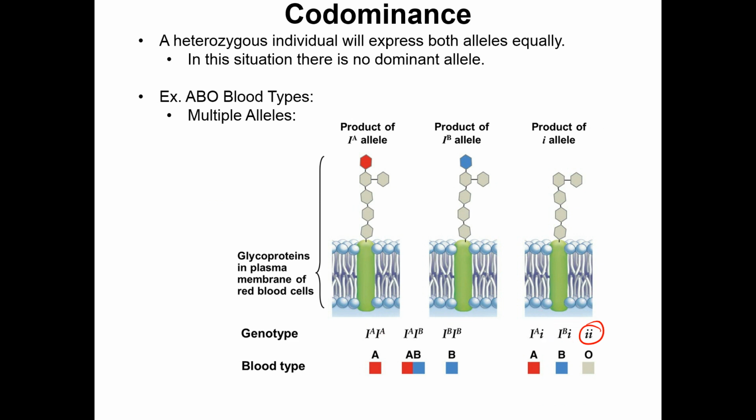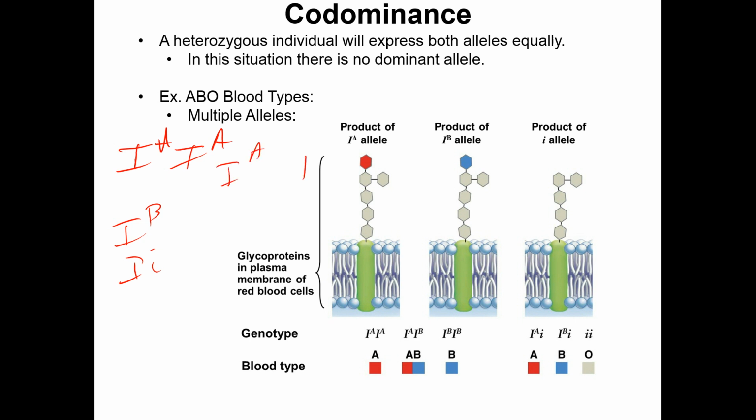Alright, so let's look at a little situation here. Just for example, what if we have an individual with type A blood, and let's say we have an individual with type B blood. Well, here, set up your little cross.